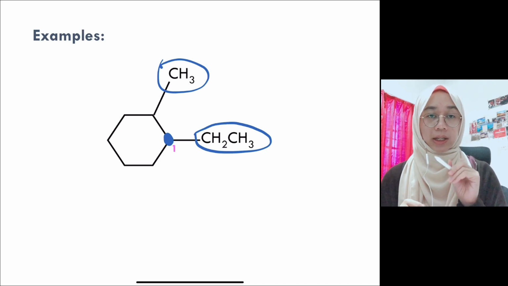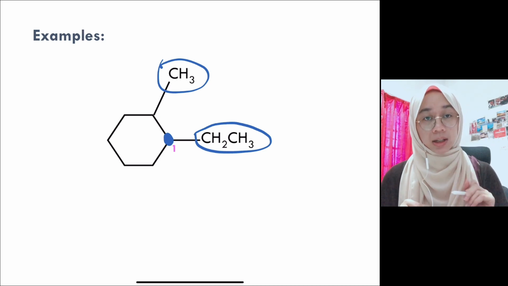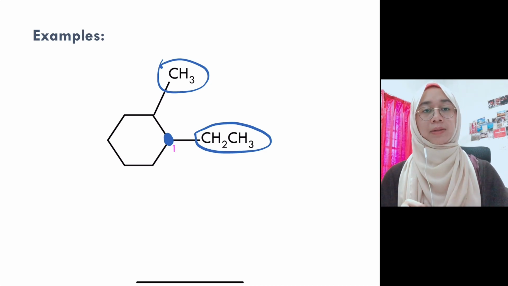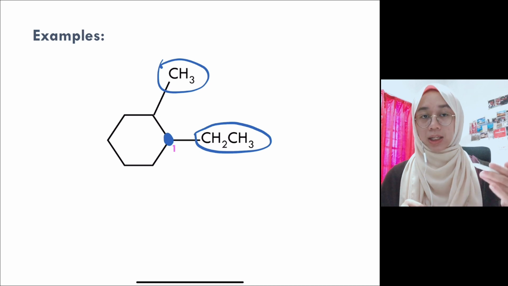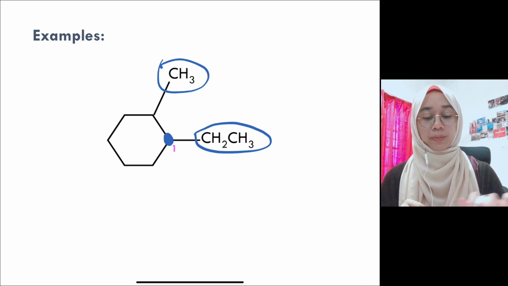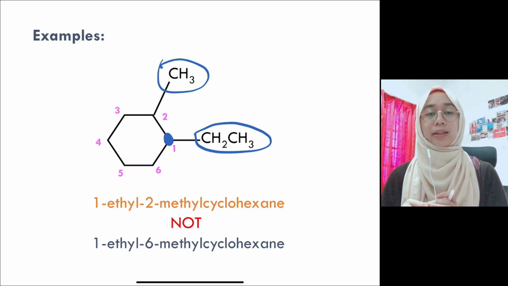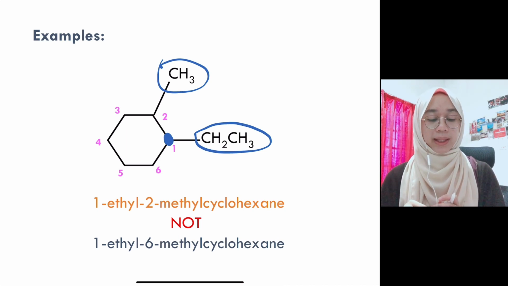Okay, but then kita nak pergi macam ni. Kita ada dua pilihan, sama ada kita nak ke atas ataupun kita nak ke bawah. Make sure the next substituent nombor dia adalah kecil, as lowest as possible. Bermaksud kita akan prefer untuk pergi ke atas. So 1, 2, 3, 4, 5, 6. That will be the correct one. So 1-ethyl, 2-methylcyclohexane. Bukan yang 1-ethyl, 6-methyl.